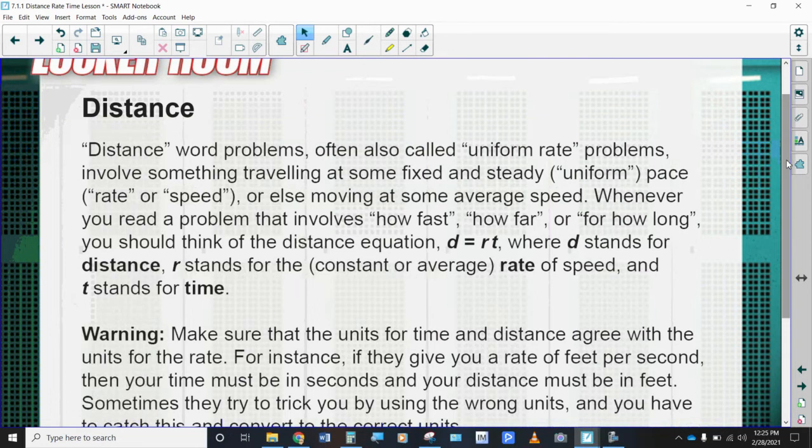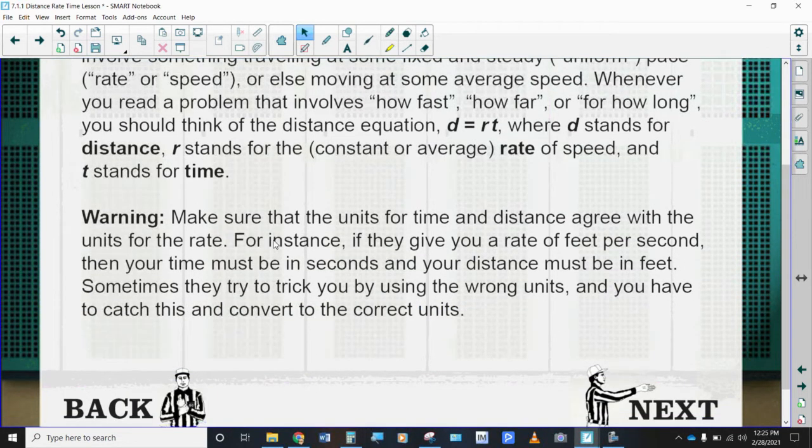Now, as we're working through these problems, I don't think there are any of them that are too complicated in this particular lesson, but this is a fair warning for everyone to pay attention to. You need to make sure that the units for time and distance agree with the units for rate. For instance, if your rate is in miles per hour, then your distance has to be in miles, and your time needs to be in hours. Okay? If they give you a rate of speed in feet per second, then your time must be in seconds, right? And your distance must be in feet.